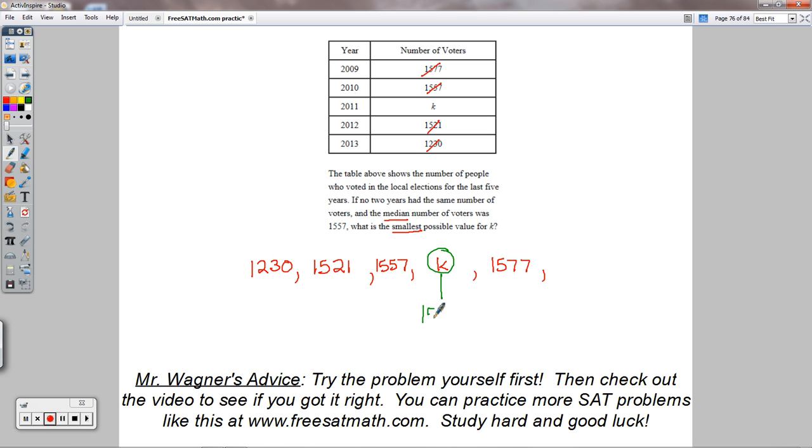K would have to be at least 1558. That's the smallest possible value for K. That is your final answer, 1558.